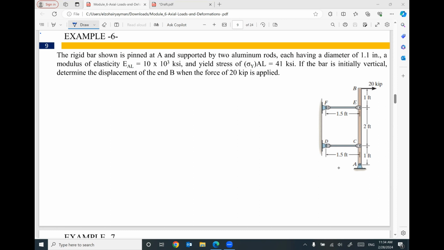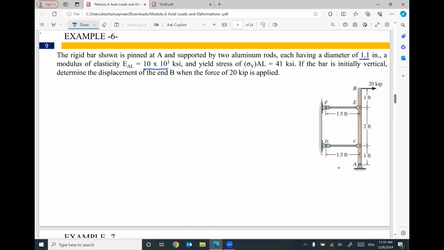For the rigid bar AB, pinned at A with a pin support, and supported by two aluminum rods CD and EF, each having a diameter equal to 1.1 inch. The modulus of elasticity of this material is 10 times 10 to the power 3 ksi, and the yield stress is not a big deal. If the bar is initially vertical, determine the displacement of the end B when the force of 20 kip is applied. Looks like point B will move horizontally.